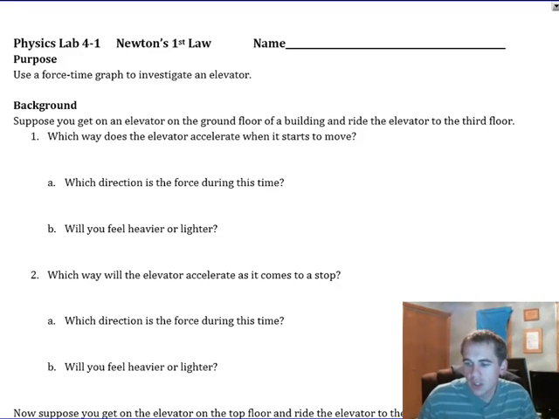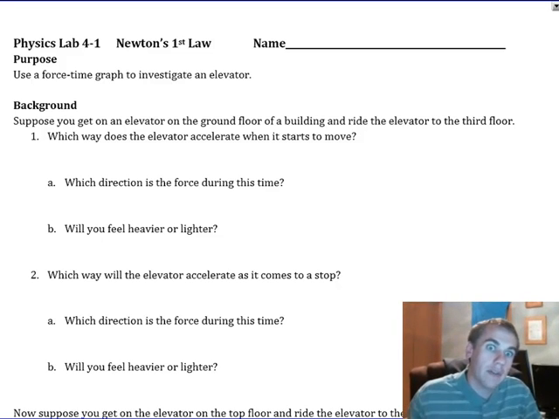Friday, you guys were working on this elevator lab where you got in an elevator, collected data, and forced data as the elevator was moving up and as the elevator was moving down. It can be a little bit tricky to read, and there's a few problems on here I want you guys to do. So I'm going to go through this a little bit with you guys.